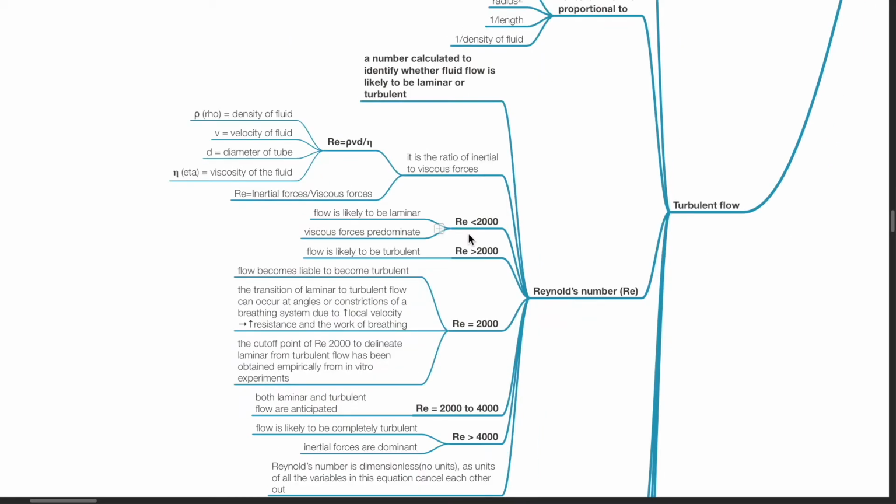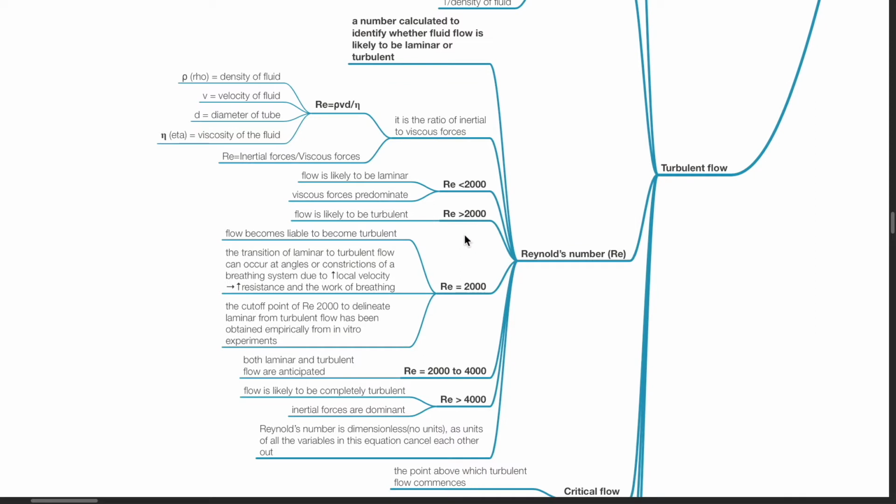When Reynolds number is less than 2000, flow is likely to be laminar and viscous forces predominate. When Reynolds number is more than 2000, flow is likely to be turbulent. When Reynolds number is 2000, flow becomes liable to become turbulent. The transition of laminar to turbulent flow can occur at angles or constrictions of the tube due to increased local velocity, and this increases resistance.